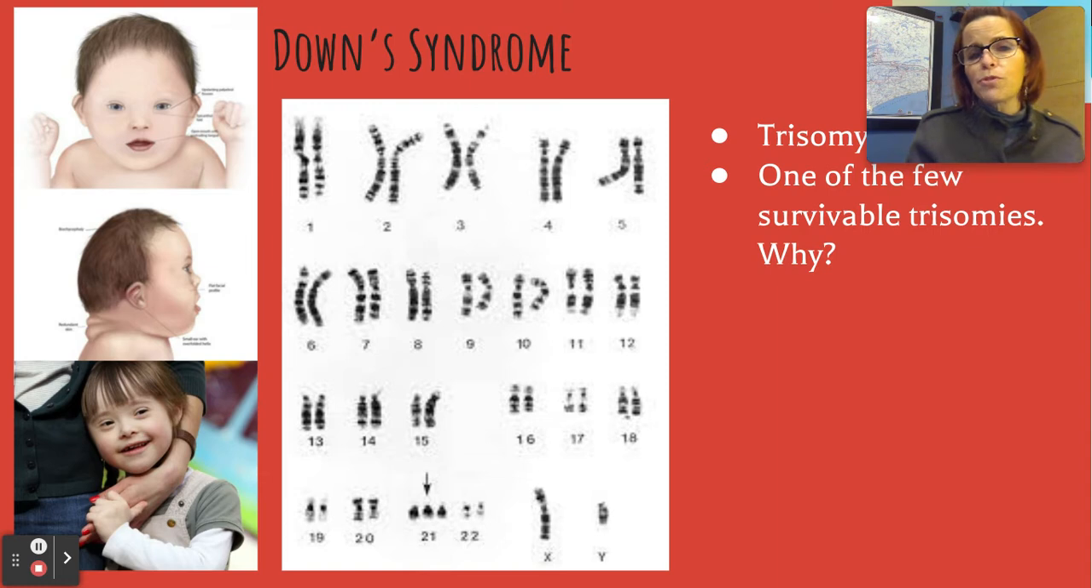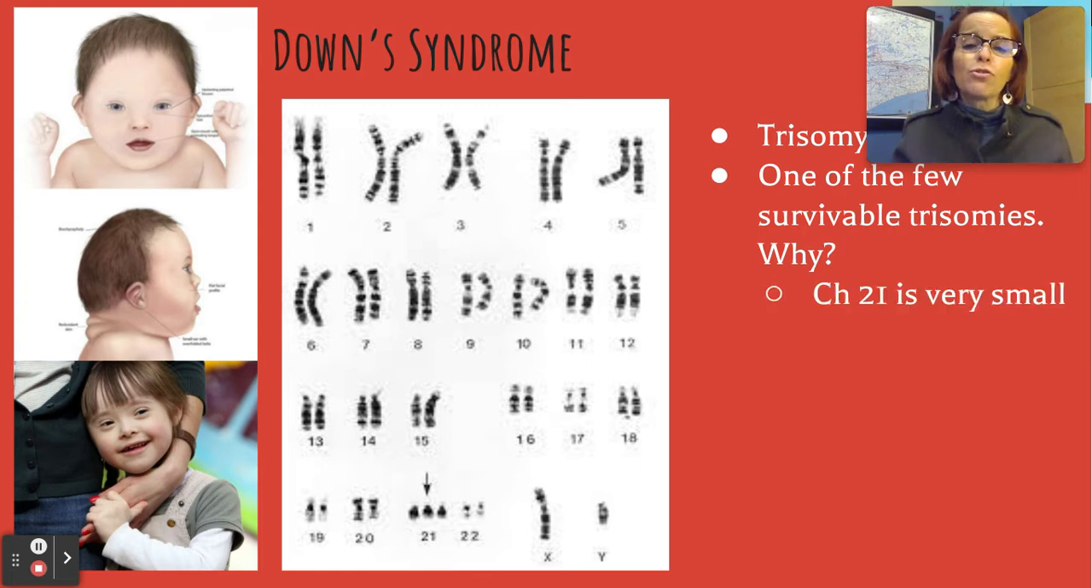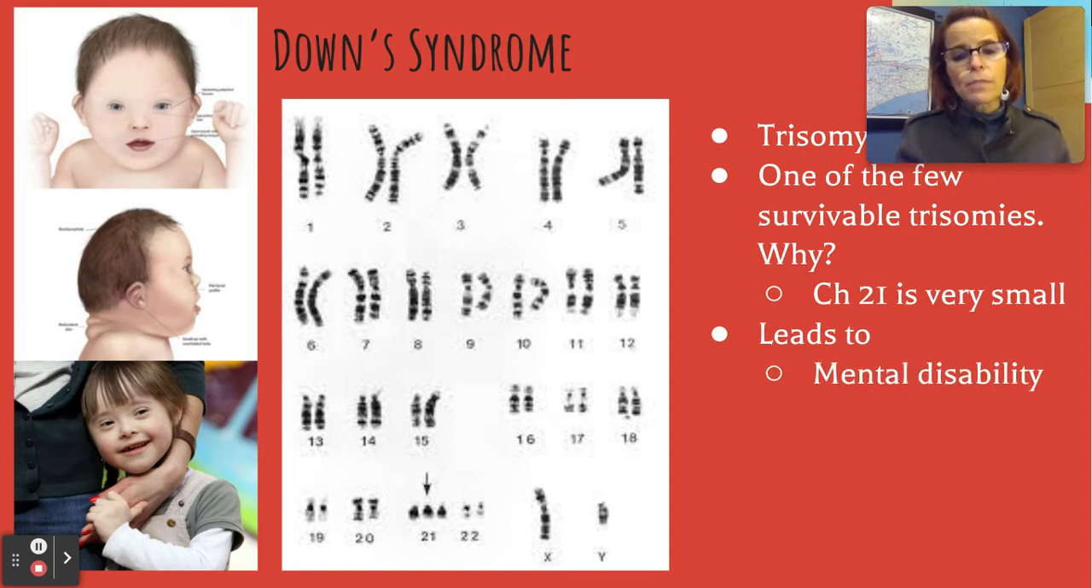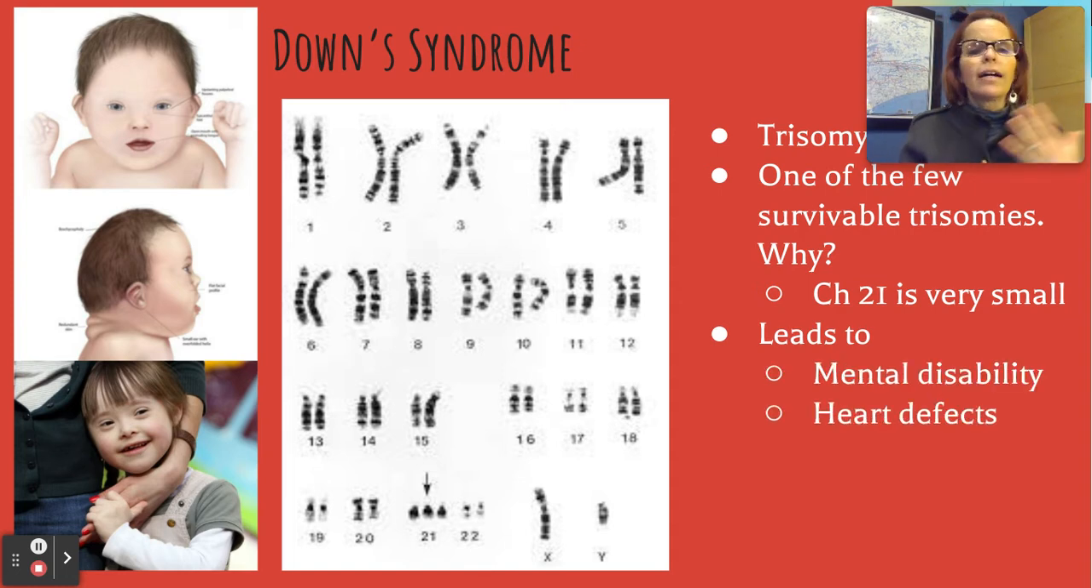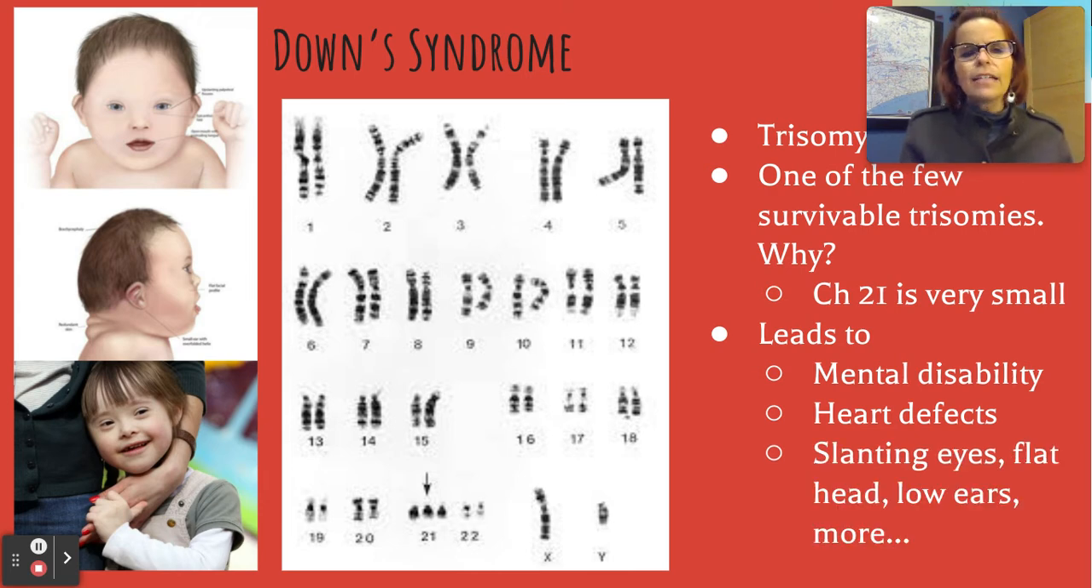It is one of the few survivable trisomies. And that's because the 21st chromosome is super, super small, so having an extra one doesn't bring a whole lot of extra DNA into the picture. But trisomies of most of the other chromosomes lead to severe birth defects and usually miscarriage or death. So it is a survivable one. Down syndrome, as many of you know, leads to mental disability and heart defects, which you might not be aware of. And then certain physical characteristics that are very characteristic, so you recognize them: slanting eyes, flat forehead and back of the head, low set ears. There's a whole bunch of others. Their hands are affected.